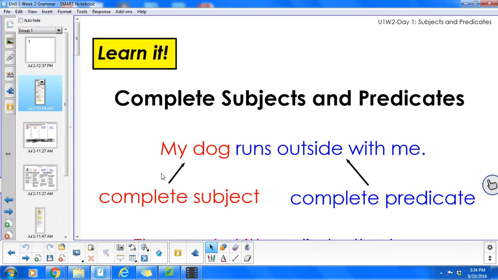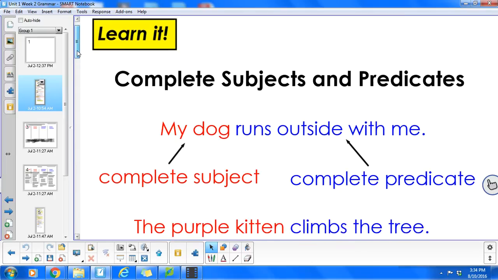A complete subject includes all the words in the subject, like my dog. The sentence is about my dog. And here I'm finding out what's happening with my dog. My dog runs outside with me.